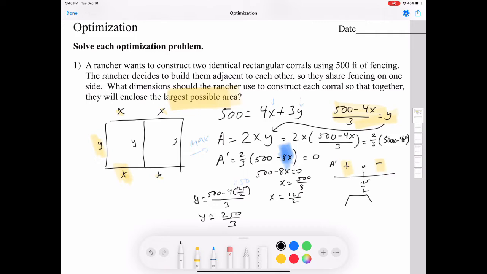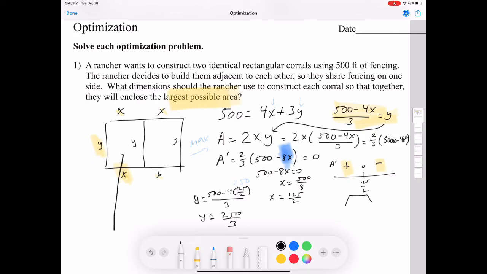And that's our dimensions. So what are the dimensions the rancher should use to construct each corral so that together they would enclose the largest possible area? That's it. They didn't actually ask us for the largest area, so we don't have to solve for area. We don't have to plug those in. And as you can tell, I didn't have to use a calculator for this problem.